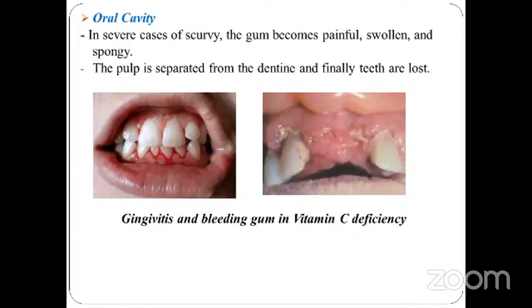Now in the oral cavity, the gums become painful, swollen, spongy, and there is a tendency to bleed. They are very fragile. There is an inflammation of the gums, which we can call gingivitis. All this occurs because of vitamin C deficiency. Here, even the pulp is separated from the dentine and the ivory teeth may be lost.